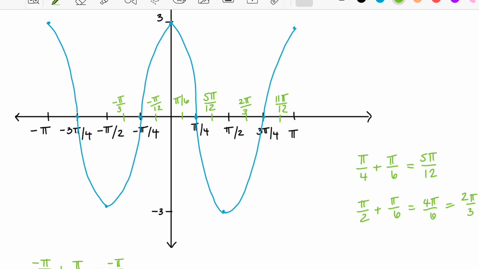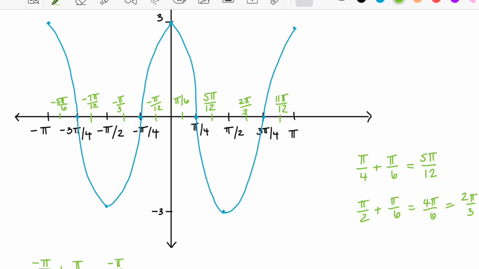Doing the same thing for this point here. We'll get minus 3 pi over 4 plus pi over 6. Doing so, we'll get minus 7 pi over 12. And lastly, moving this point, pi over 6 units to the right, will give us this point, minus 5 pi over 6.